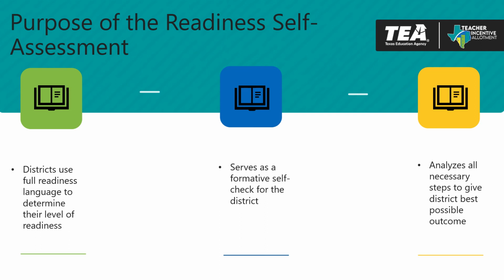Previously, we've spoken about the purpose of the readiness checklist. However, there's also a purpose to the readiness self-assessment guide. One of the main purposes of the readiness self-assessment guide is to provide a formative self-check so that districts can assess their own level of readiness. Using this document will allow districts to have clear next steps in order to give their system and their application the best possible chance.